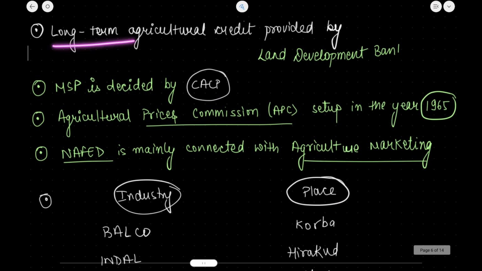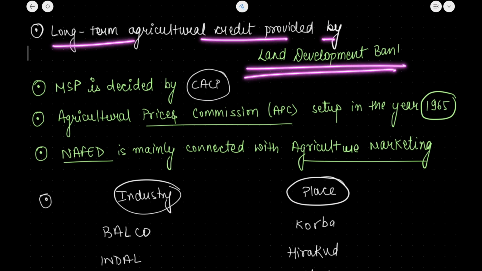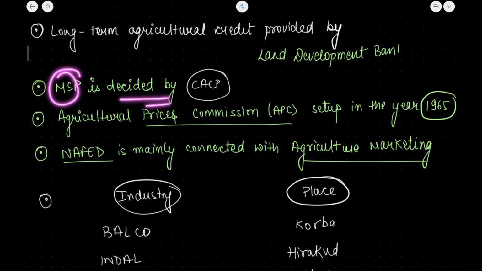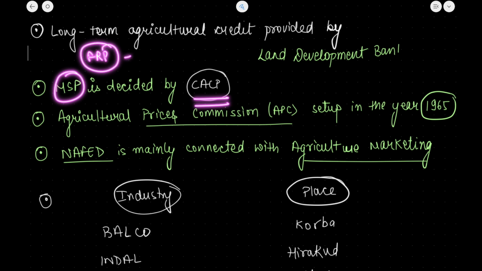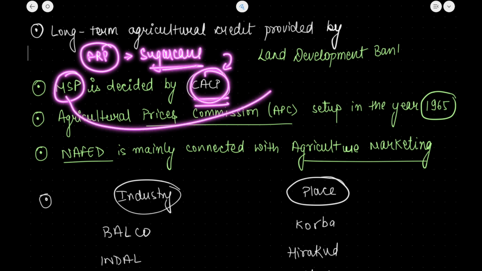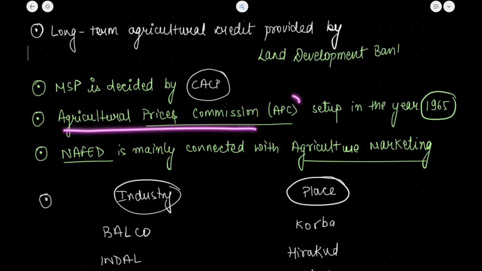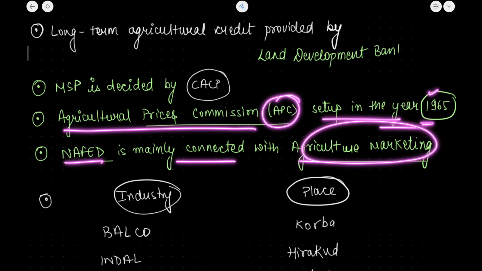Next, long-term agricultural credit is provided by land development banks. The MSP is decided by CACP, that is Commission on Agricultural Costs and Prices. Now, as MSP is decided by CACP, FRP, that is fair and remunerative price, is there for sugarcane. This FRP for sugarcane is determined by CACP, whereas MSP is given for the agricultural products. Okay. Now, the Agricultural Prices Commission APC was set up in the year 1965. NAFED is mainly connected with agricultural marketing.